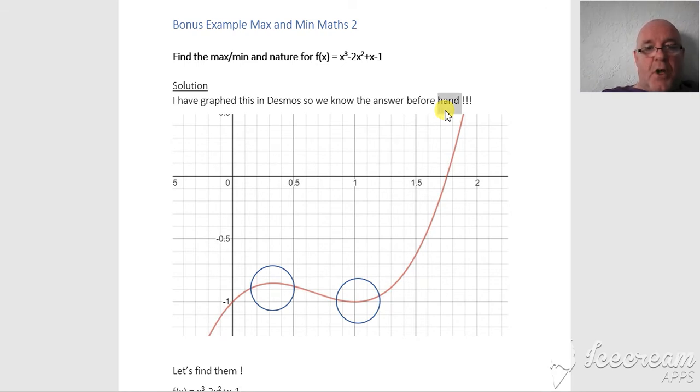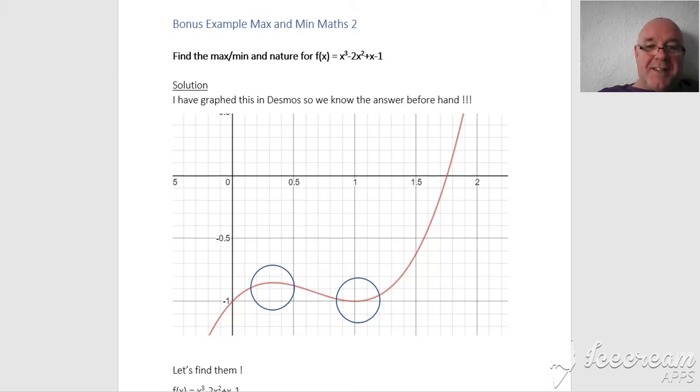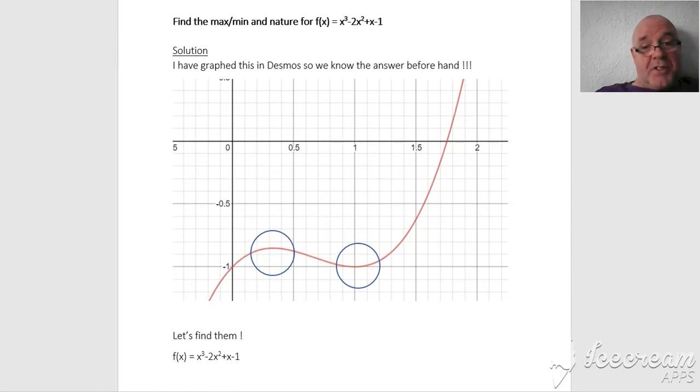And what we want to find is the max-min, and the nature, for f of x equals x cubed minus 2x squared plus x minus 1. Again, it's a cubic. Now, because I like to cheat a lot, I've actually graphed that in Desmos, www.desmos.com. I entered y equals x cubed minus 2x squared plus x minus 1 into Desmos, and Desmos gave me this beautiful little curve here. And as you can see, there's a local maximum here and a local minimum here.